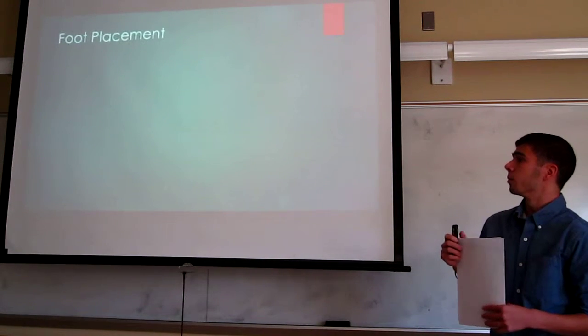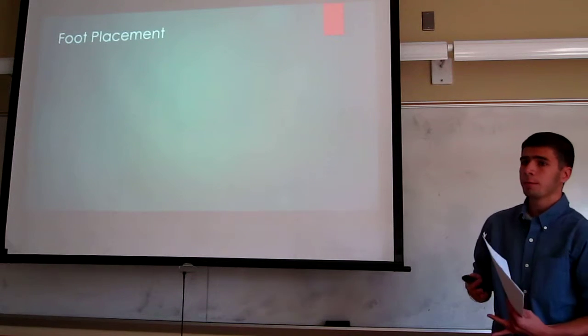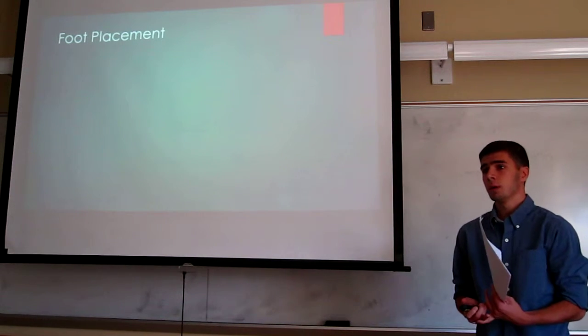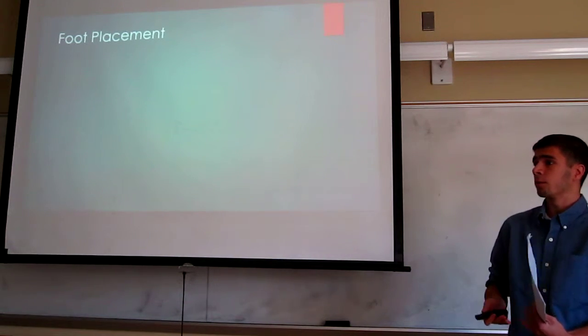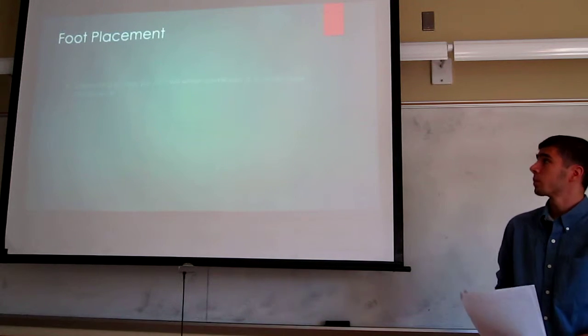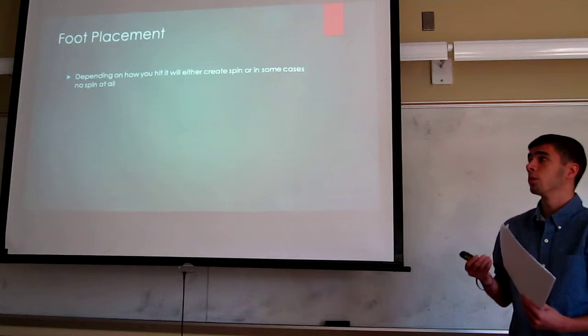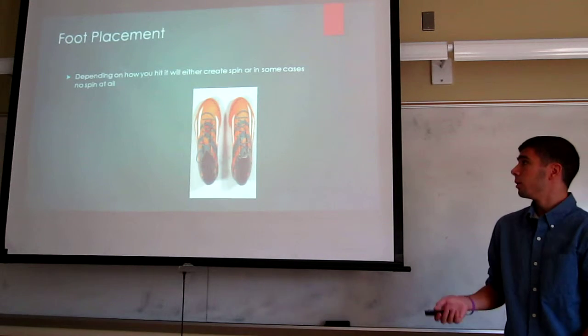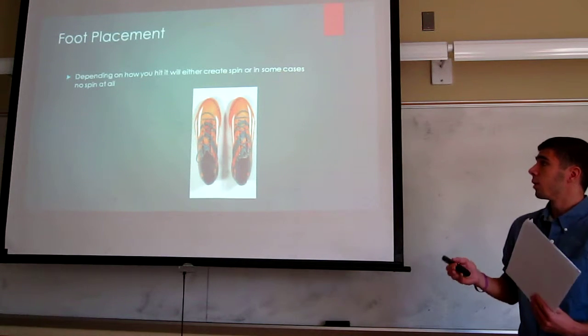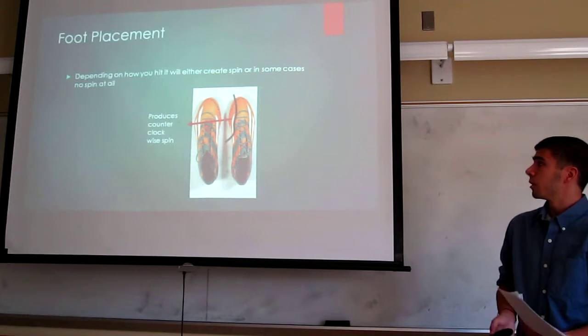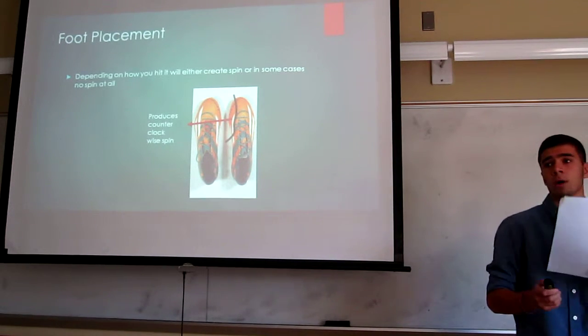Next is foot placement. Now, there are really 2 types of foot placement. There's on-the-ball foot placement, where you kick it on the ball, and then off-the-ball, which is the part of your foot. This determines how the ball will spin, or if it will have no spin at all. So here are a pair of cleats. These happen to be the cleats I'm wearing now. If you kick it with the inside of your foot, it will produce a counterclockwise spin.